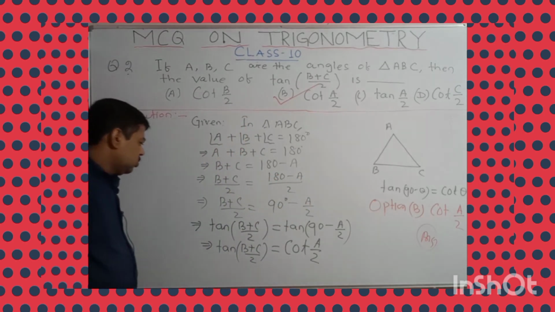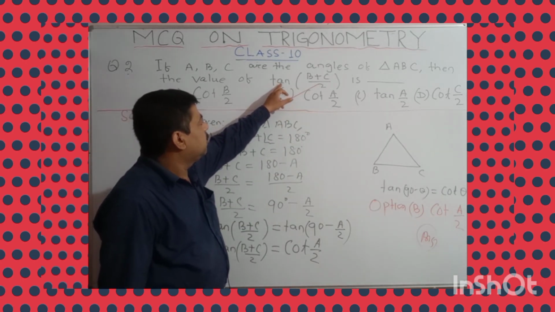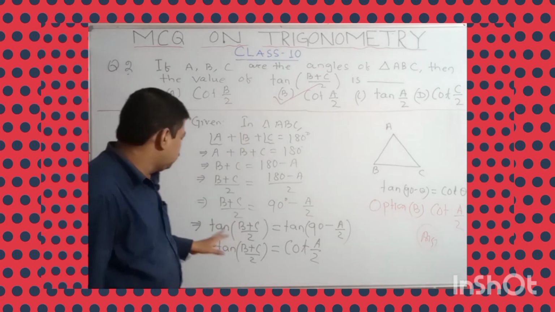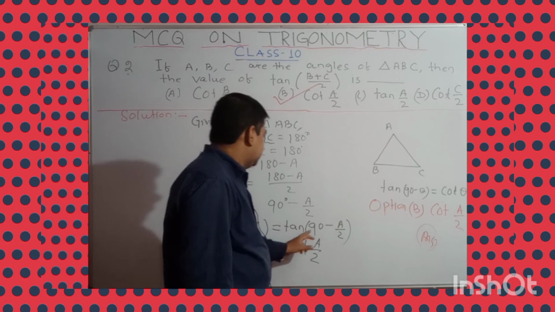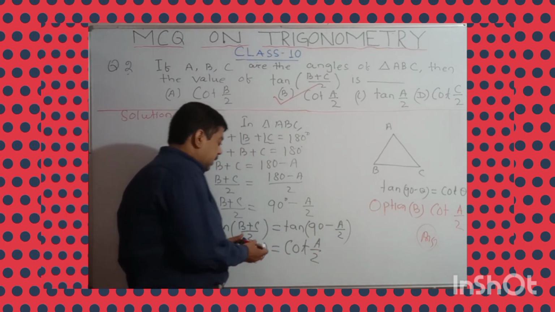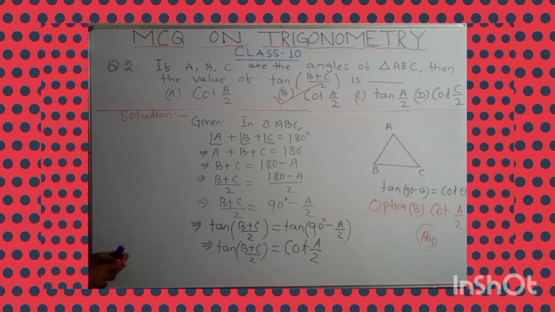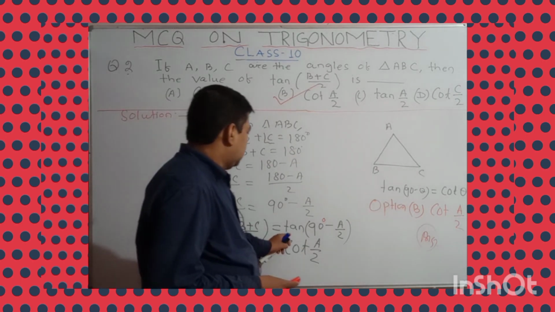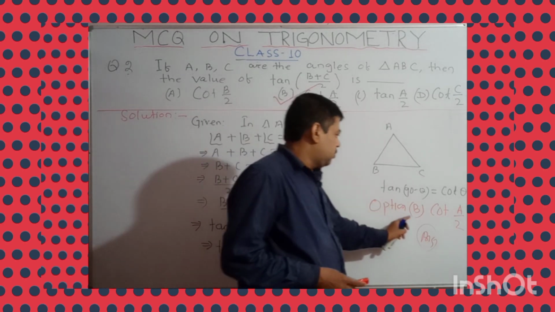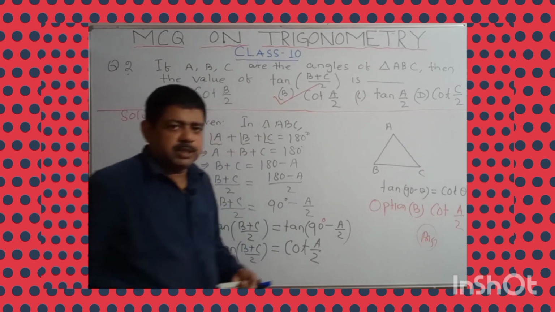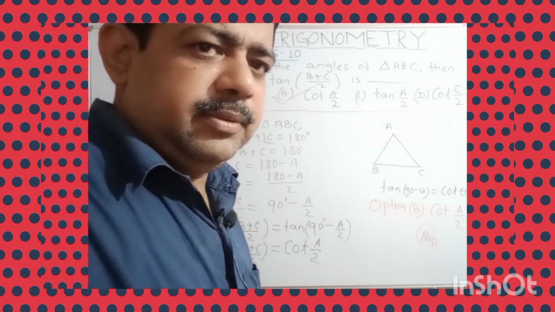So put tan on both sides, because you have to find out tan (B plus C) upon 2. So tan (B plus C) upon 2 is equal to tan (90 degree minus A upon 2), which is equal to cot A upon 2. The correct option is B, cot A upon 2. Is it clear? Understand? Okay, thank you.